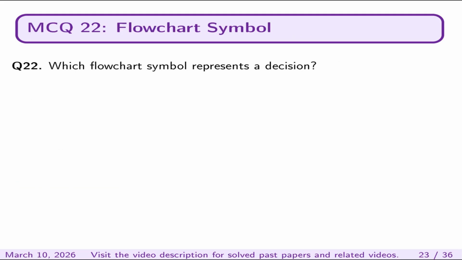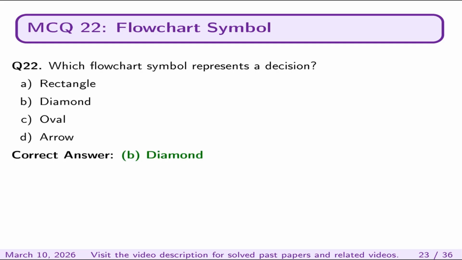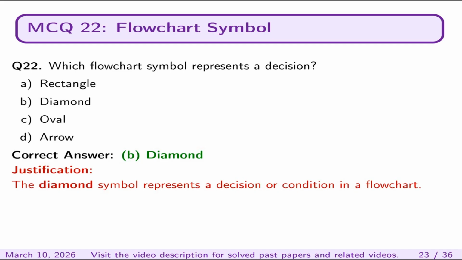Question number 22. Which flowchart symbol represents a decision? Rectangle symbol, diamond, oval, or arrow? The correct option is the diamond symbol, because the diamond symbol represents a decision or condition in a flowchart.